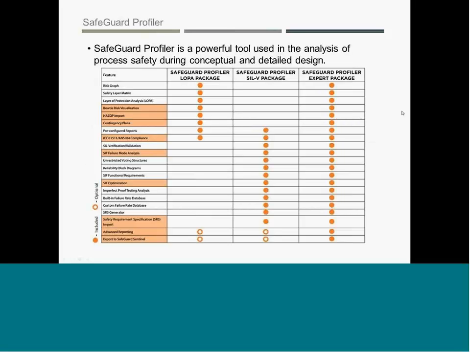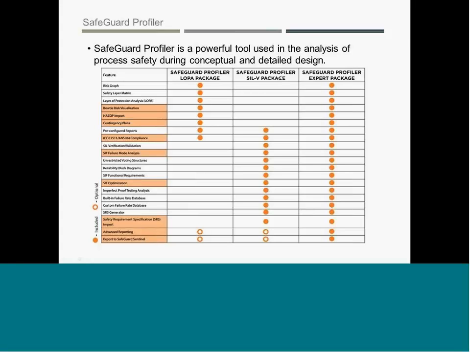So we're here today to talk about SafeGuard Profiler, a tool from ACM that's used in the analysis of process safety during conceptual and detailed design. Importantly, for this presentation, there are three separate packages of SafeGuard Profiler. There's a LOPA package, which is for your SIL determination facilitators, anyone doing LOPAs, risk graphs, or safety layer matrix. It includes bow tie visualization, Hazop import, etc. That's what we're going to be talking about first.